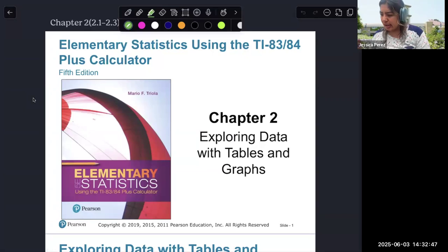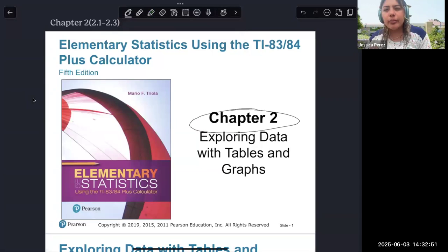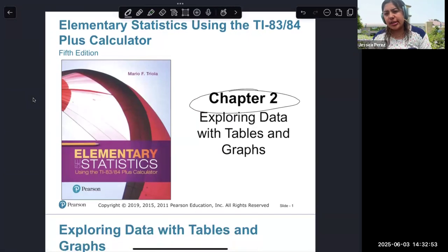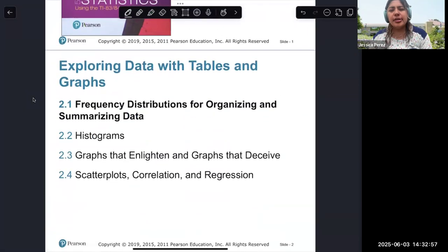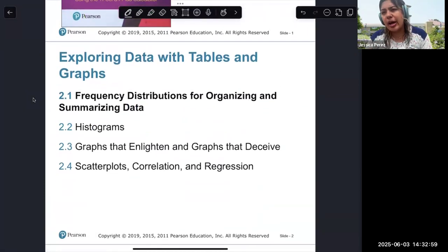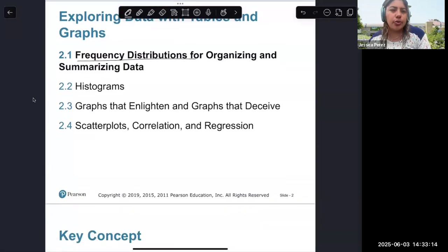Today we're going to be working on chapter 2. So we are working on chapter 2 material, which is exploring data with tables and graphs. Let's begin on section 2.1, where we talk about what it means to have a frequency distribution for organizing and summarizing data. And that's what we're going to look at in section 2.1.